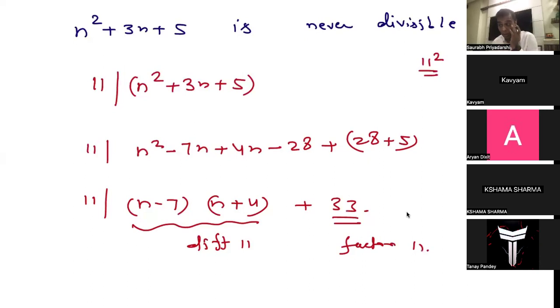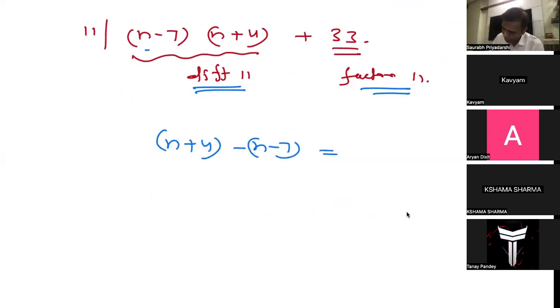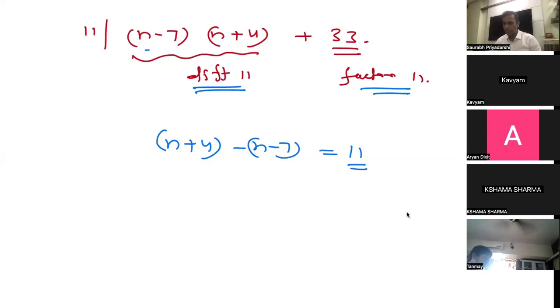Right? And now I have to think on this. See, this having difference 11 and this having factor 11, right? So if I'm taking any number, right? Any number, n plus 4 minus n minus 7 will be 11, right? This is always divided by 11. Are you understanding this part? Is this okay, everyone? Yes. Right? This will be always, and this is again divided by 11. Right. So 11 will be the factor of this, right?